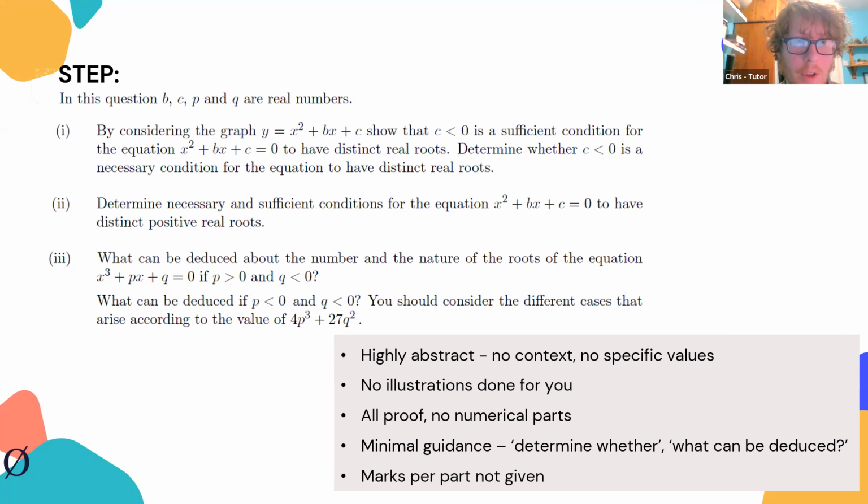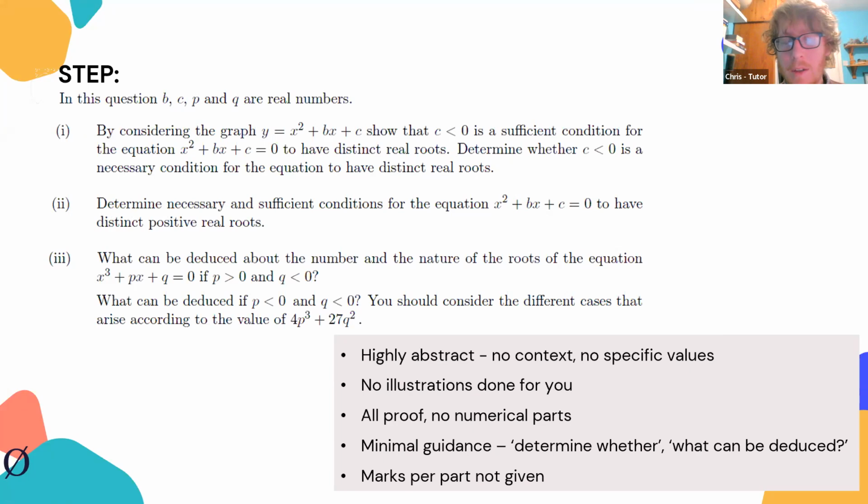If we look at the instruction words again, in the first line, it says show that. And then you need to know what a sufficient condition is. The next line says determine whether. Part 2 is determine necessary and sufficient conditions. So again, you need to know what that means. But the point is, these are proof type instructions. So you're not calculating something, you're constructing proofs.